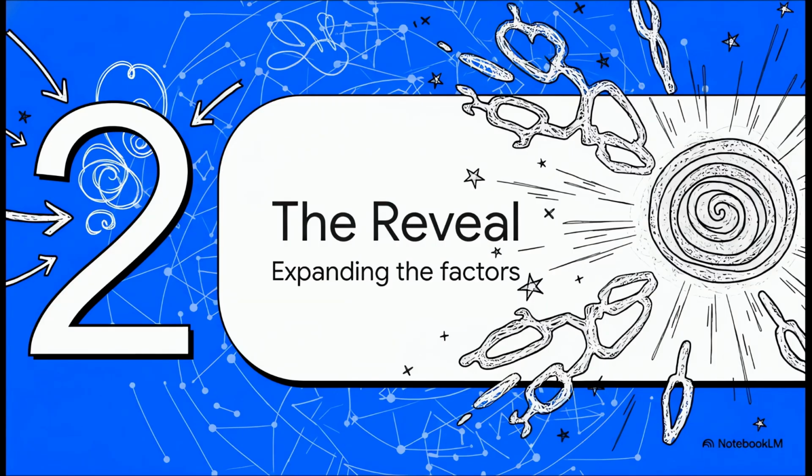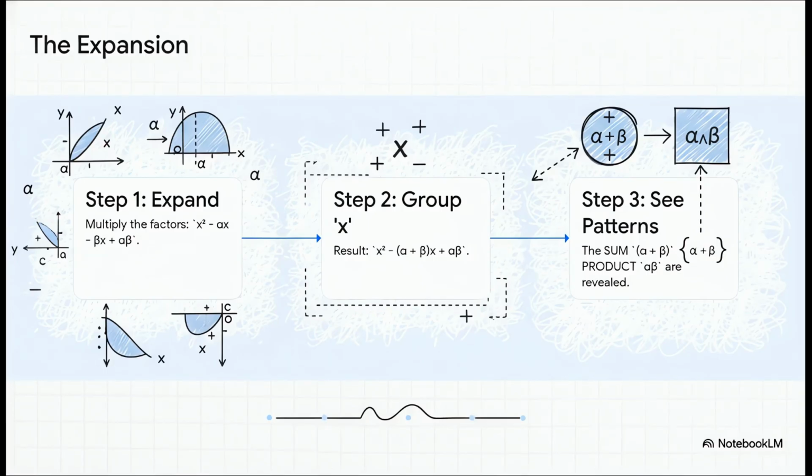So how do we actually connect them? How do we build that bridge? Well, this is where the magic really starts. We're going to take that factored form, expand it out, and just watch what happens. Let's break this down. When we multiply out those factors, we get these four terms. But look at what happens in step 2 when we group those middle x terms together.